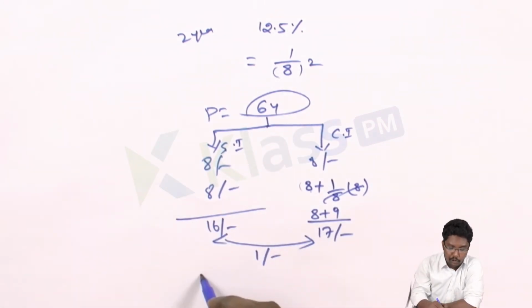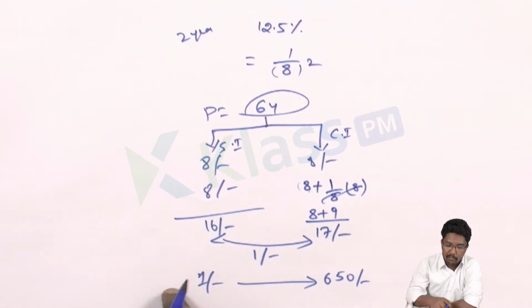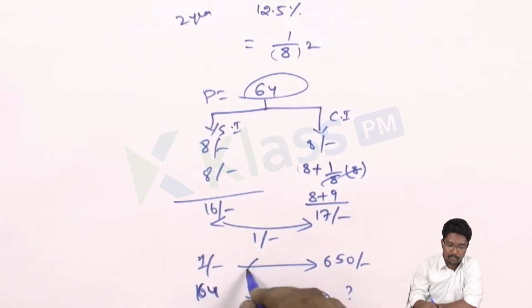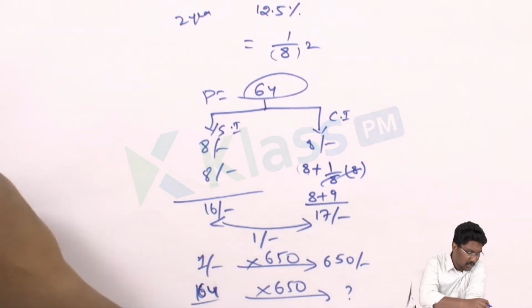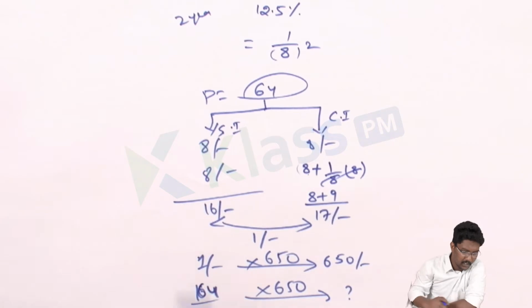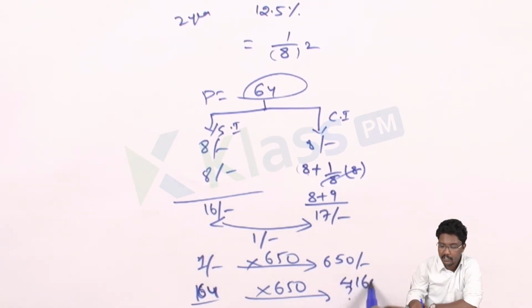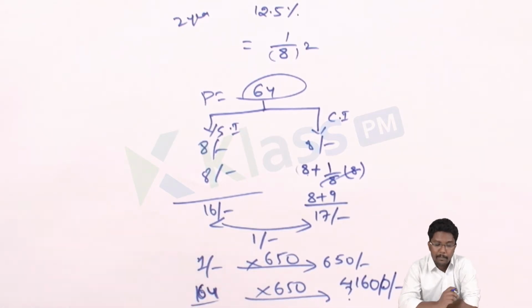But according to the problem, what is the difference? 650 rupees. According to my assumption, 1 rupee. If 1 is equal to 650 rupees, 64 is equal to how much? 64 into 650. How much is it? 41,600 rupees is my principal value.